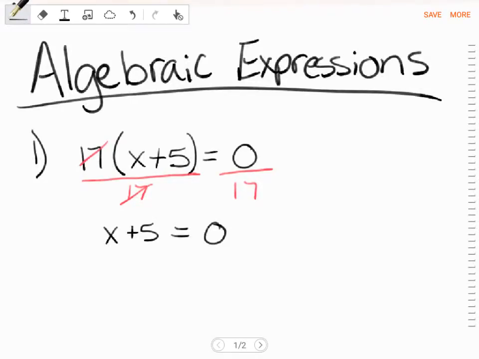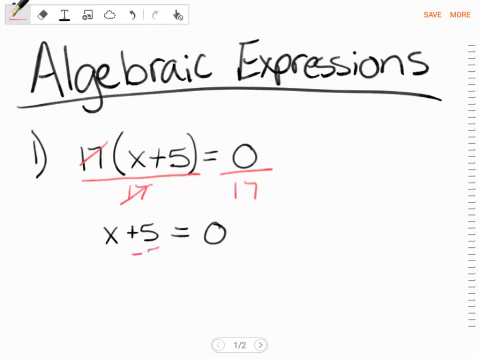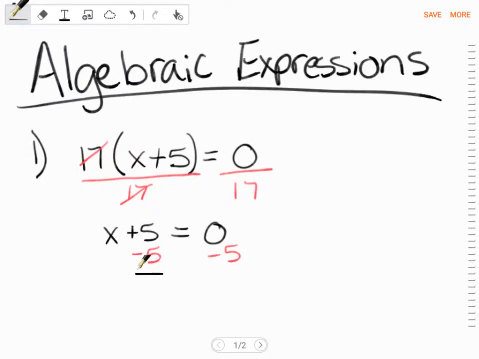We are going to subtract 5, because we notice that we have plus 5 right here. We're going to subtract 5 on this side to get rid of it. As I said, we want to isolate the variable. We want to get x all by itself. And we will be left with just an x on the left side. 0 minus 5 gives me a negative 5 on the right side. And that's your answer. Okay.